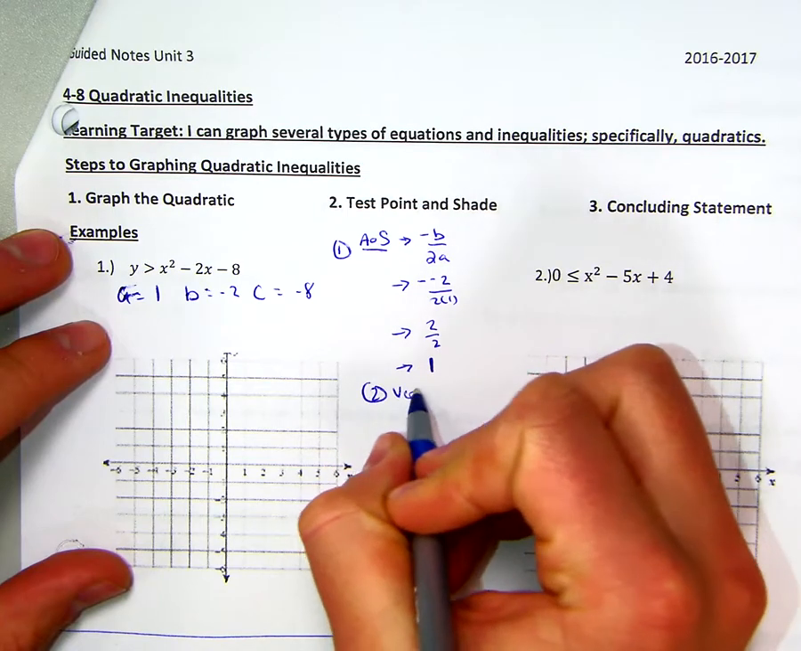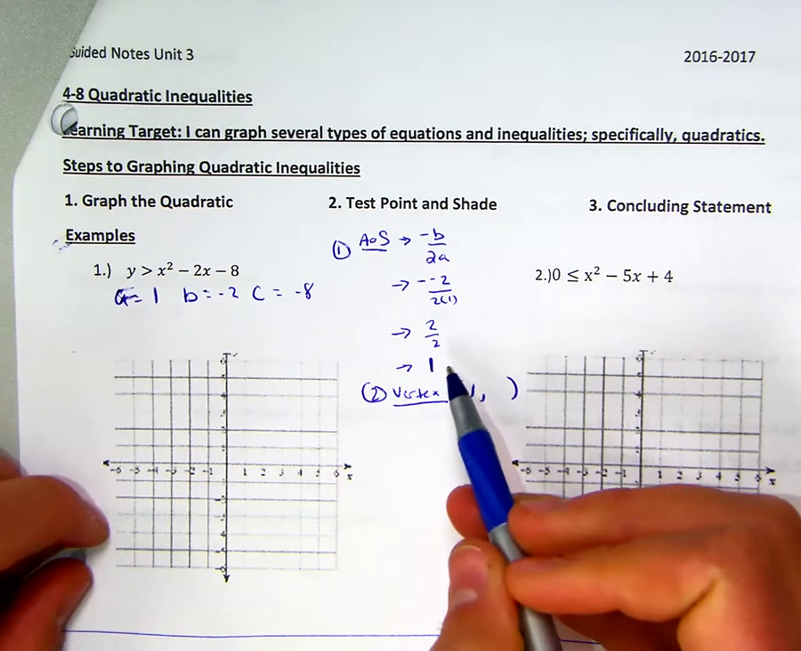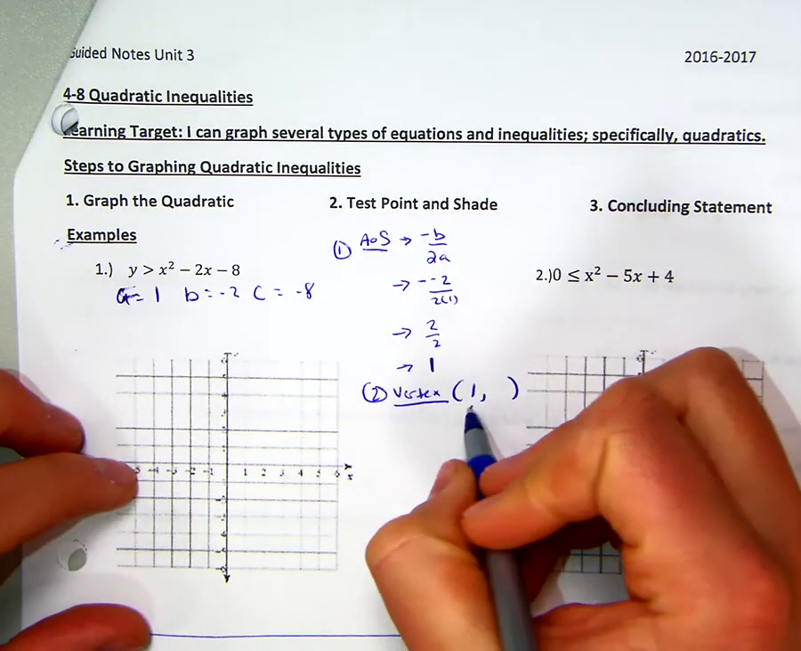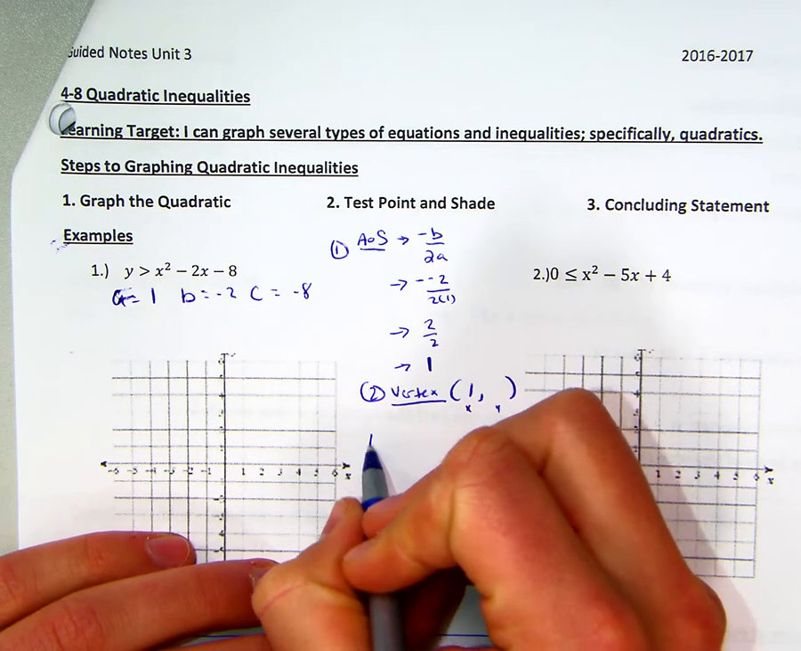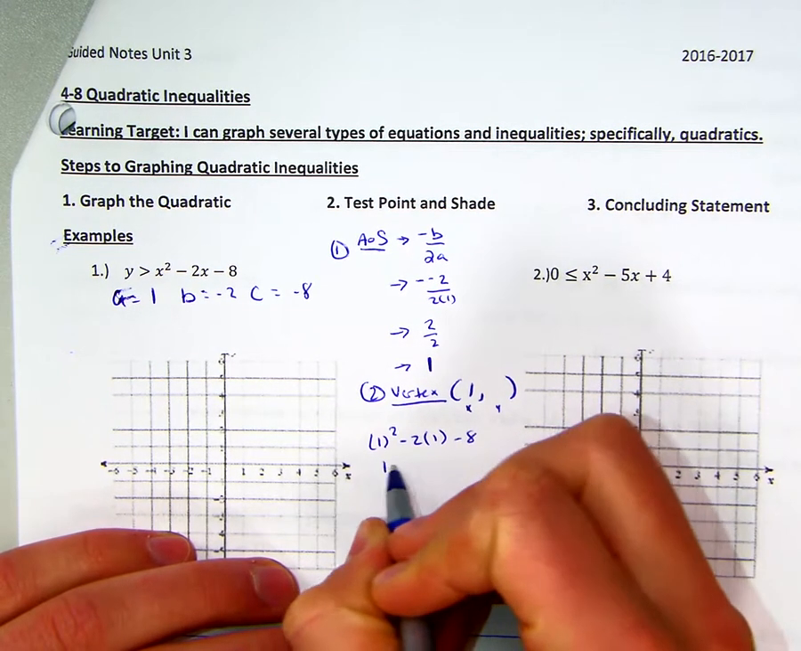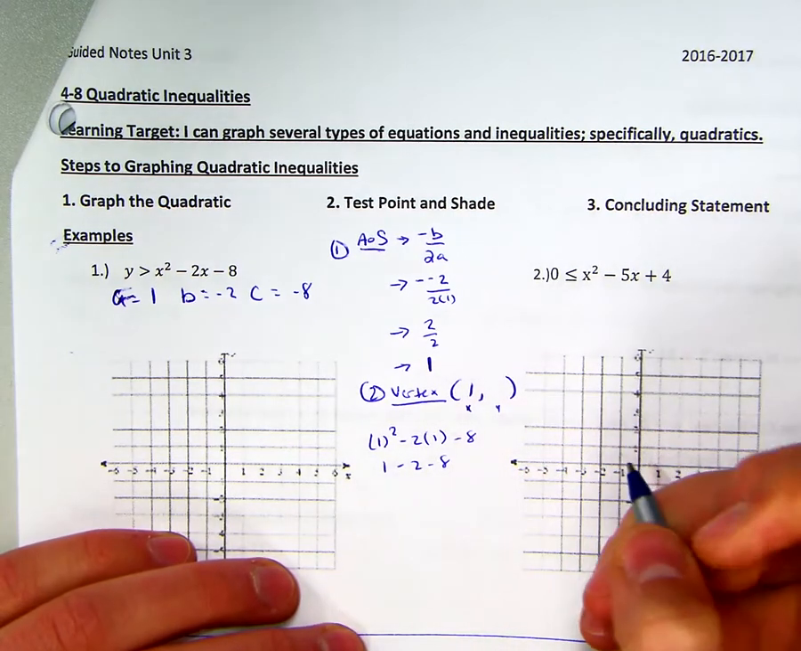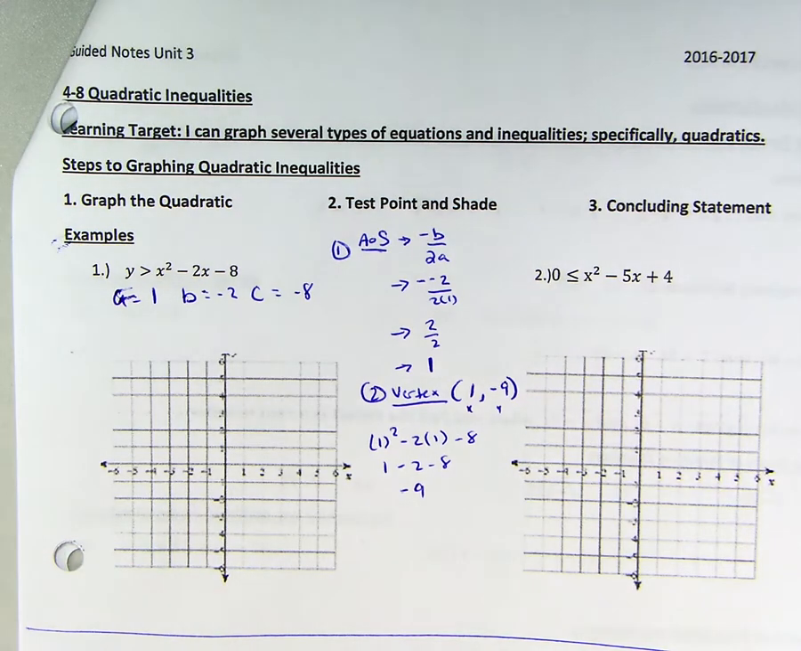Step 2 is find our vertex. Right, we take whatever axis of symmetry, that's our x value. And then we have to go find our y value, so we plug it back in. And we have 1 squared minus 2 times 1 minus 8. So we have 1 minus 2 minus 8, which is -9, like so. So our vertex is 1, comma, -9.